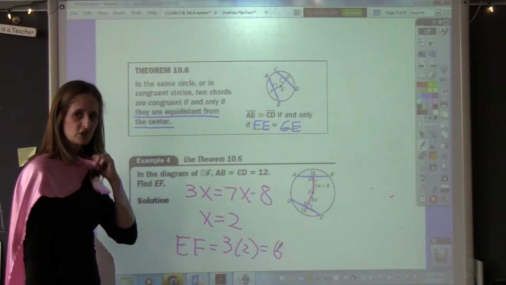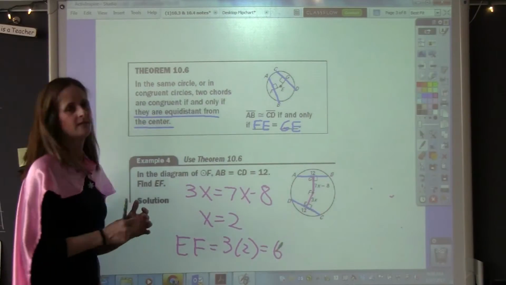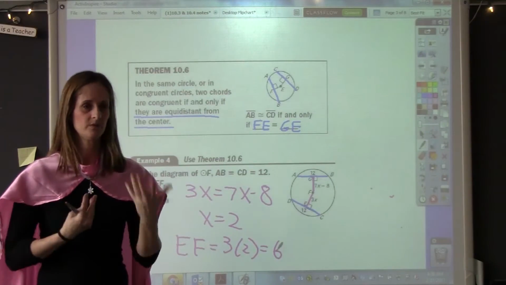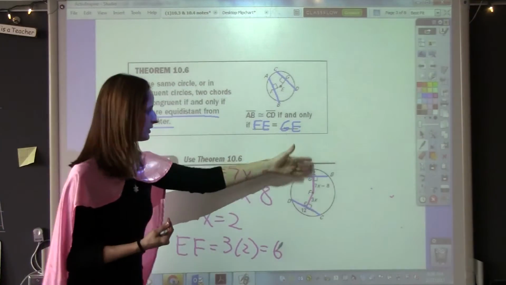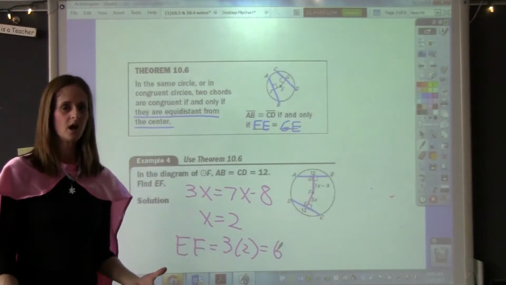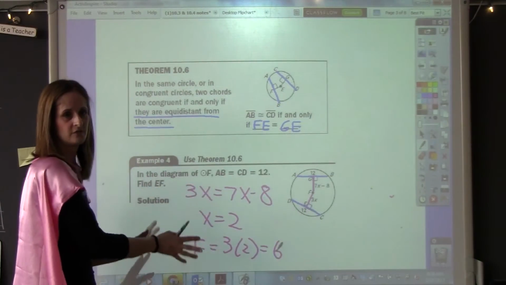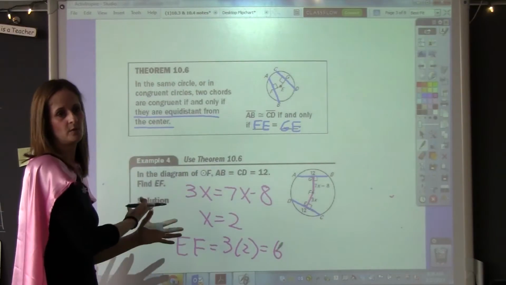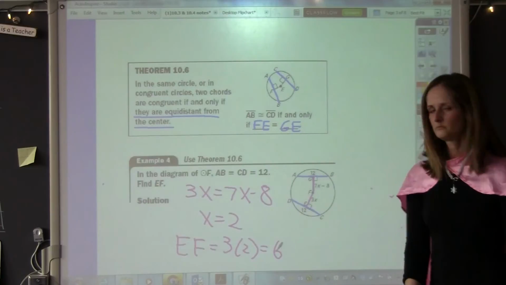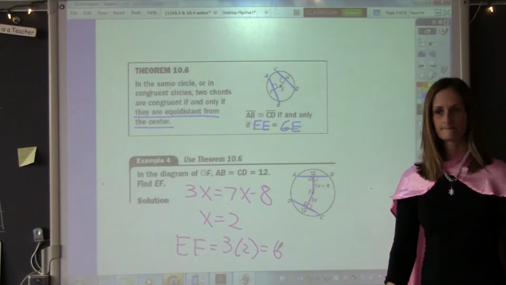What's difficult about this chapter is that none of these formulas are on the formula sheet. So you have to know all this stuff. You just have to know, okay, I've got congruent chords, so therefore they're the same distance from the center. It's not hard to solve this equation. You just have to know how to set up the equation. That's the hardest part. All right. Can I move on? Okay.